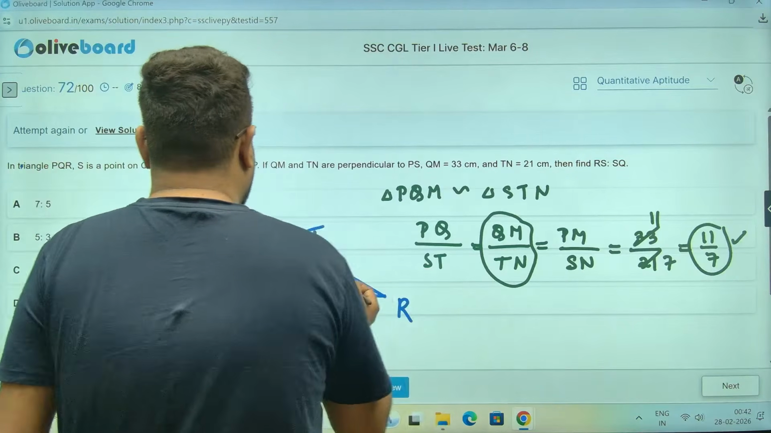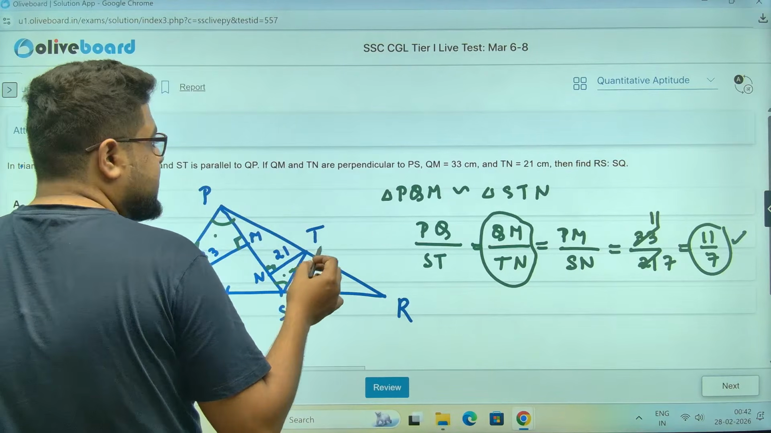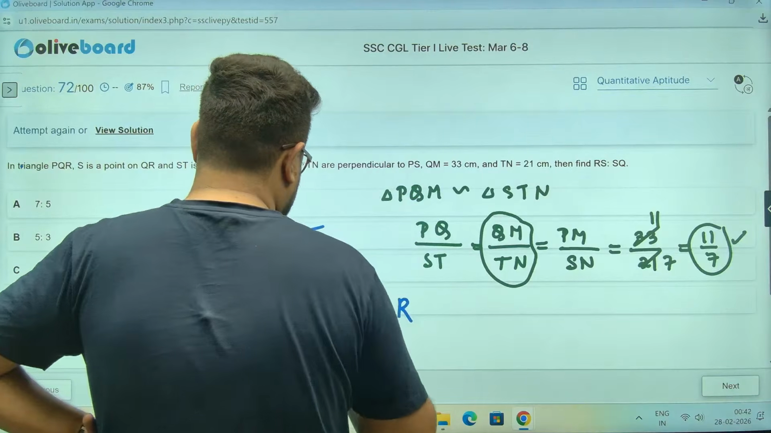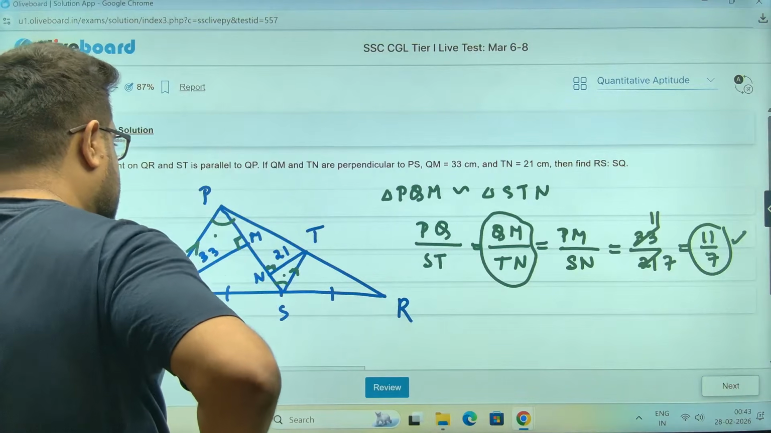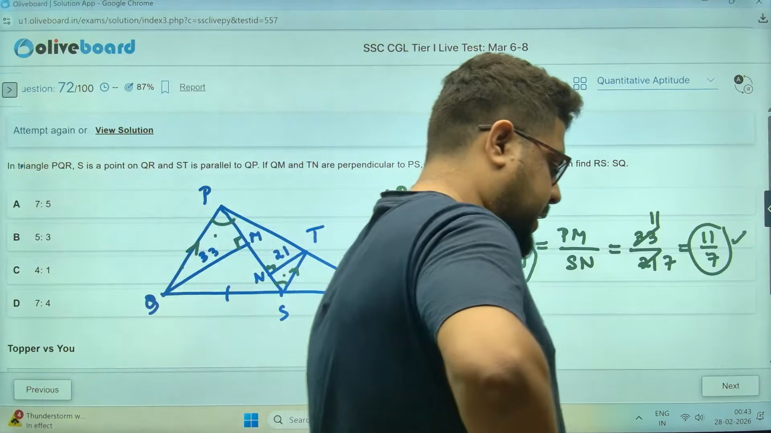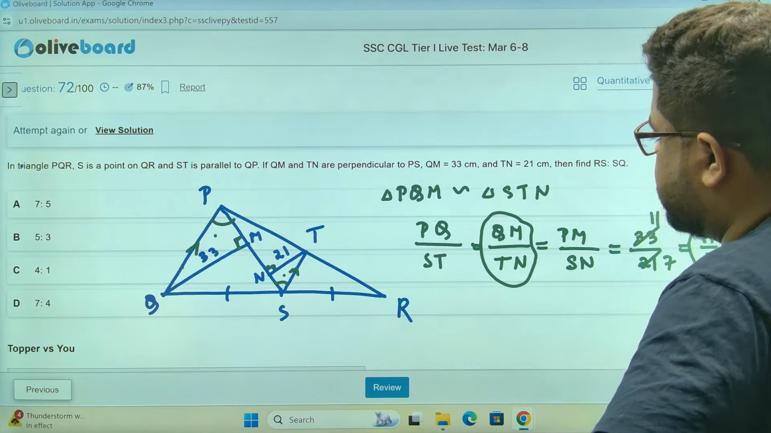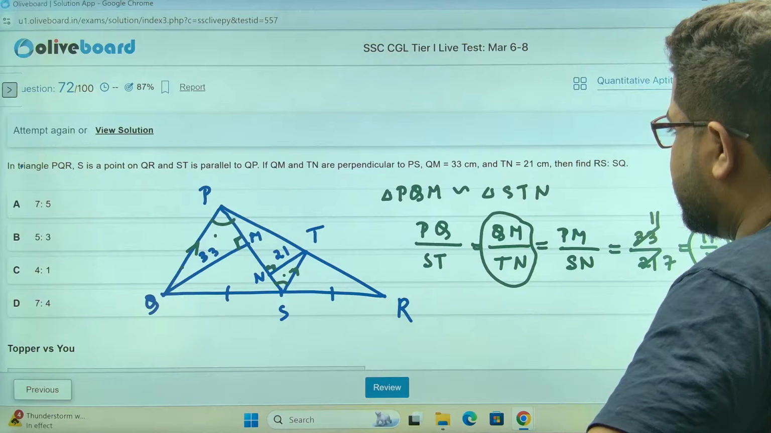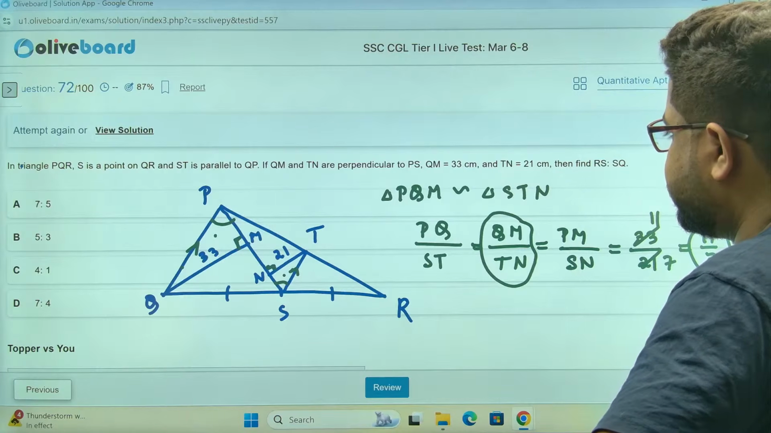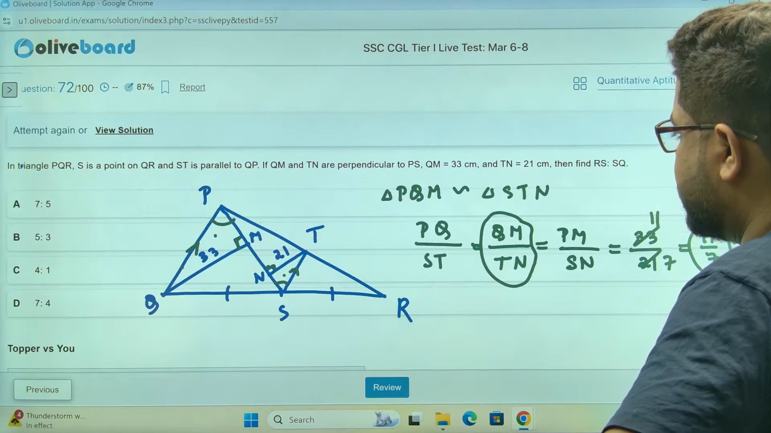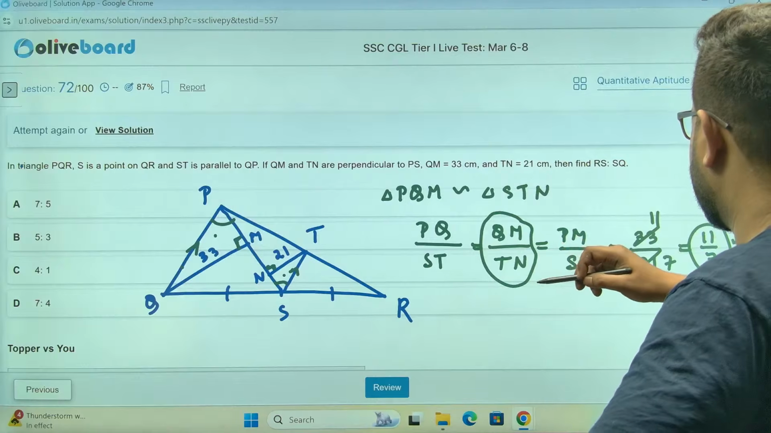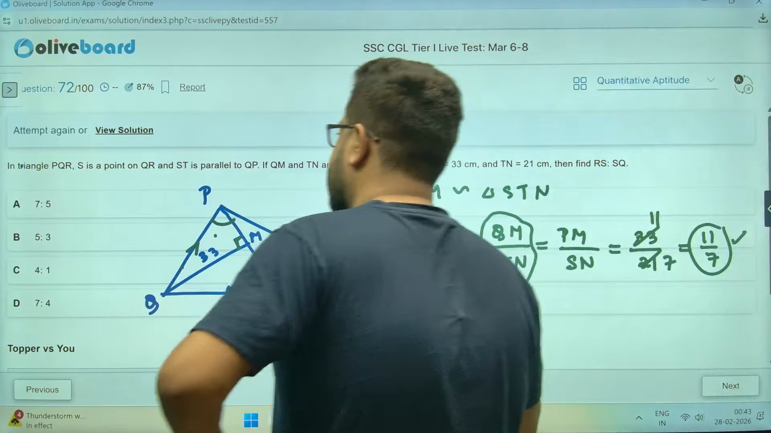Acha, sorry. SQ they had asked, na? SQ and RS. RS is there, but again, how can I find that? Ruko. Have I got TSPQ? Okay, okay. Done, done, done.